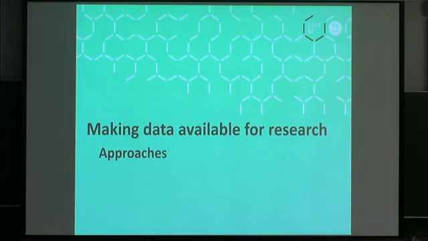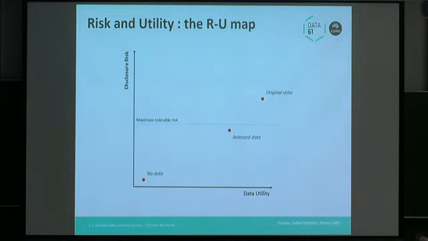Basically, the way that people have been thinking about making data available for research is about balancing risk and utility. People have seen this idea before, where the idea is to decide on your maximum tolerable risk. Then, if your original data has risk above that maximum tolerable, you somehow redact it to some released data set that's hopefully going to give you the best utility you can gain while staying below that maximum tolerable risk threshold.